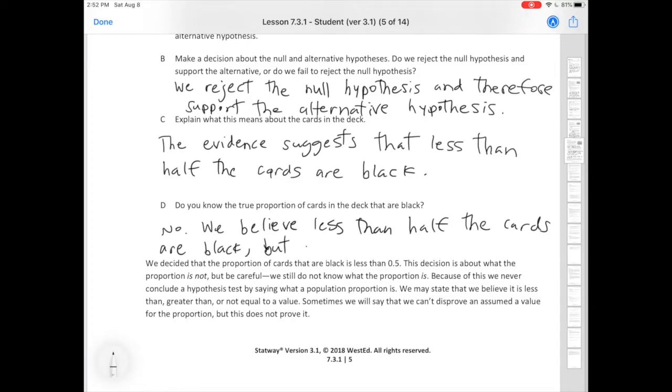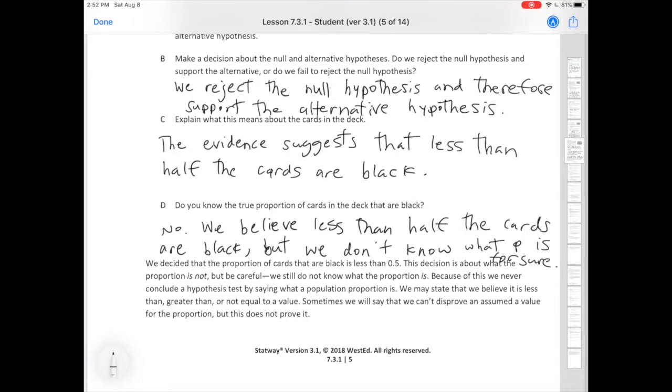But we don't know what P is for sure. In other words, we believe it's less than half, but we don't know for sure, and we don't know what it equals anyway. It could be that maybe a quarter of the cards are black, or maybe no cards are black. We don't know exactly.